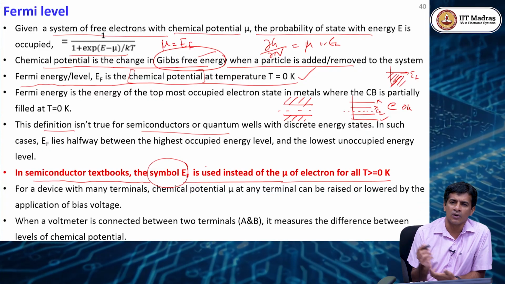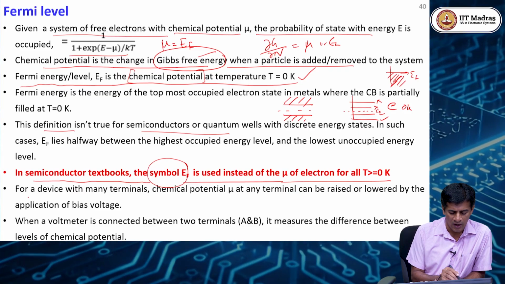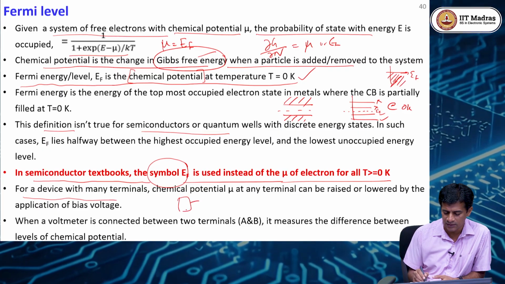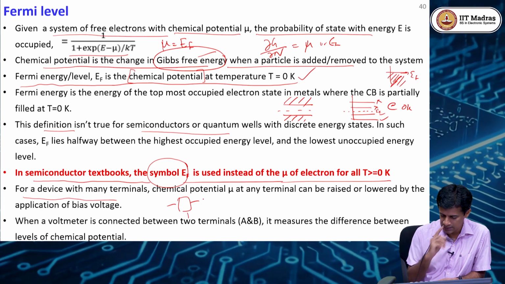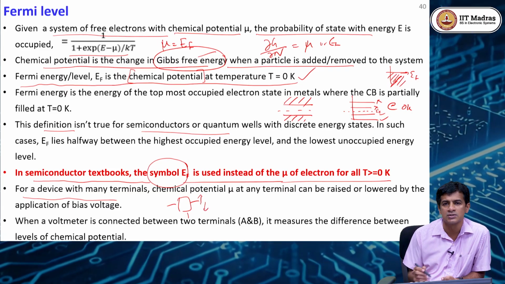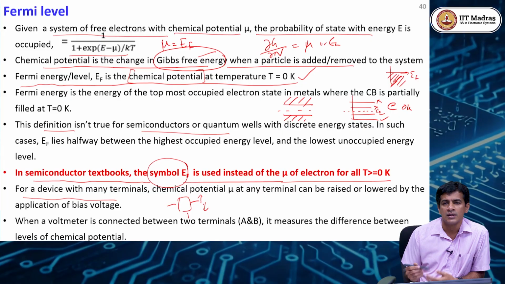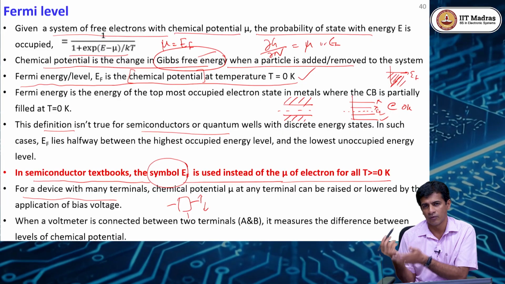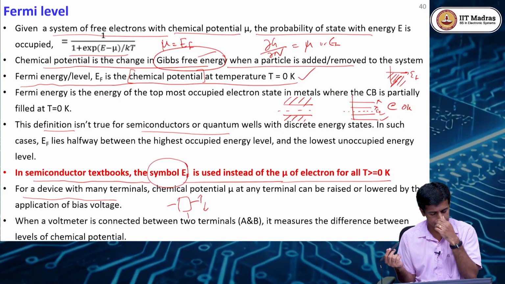You may wonder what is so important about chemical potential for electrical engineers. Suppose you have a device with many terminals, and you apply a voltage here. What that voltage does is that it can raise the chemical potential up or down, whether it's a positive polarity or negative polarity. This is very important. The voltage source raises the chemical potential at that point.